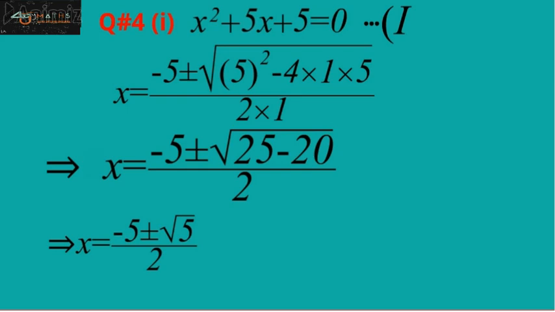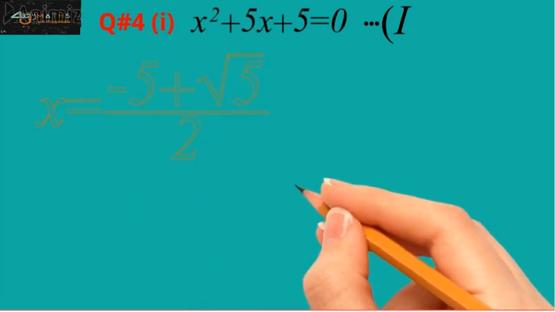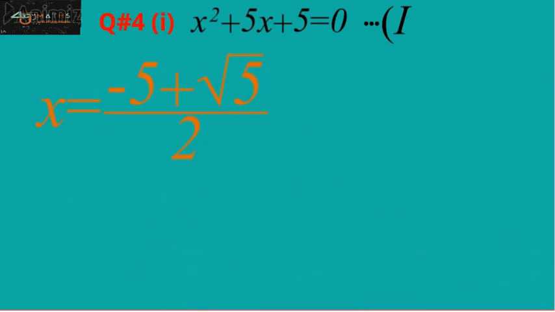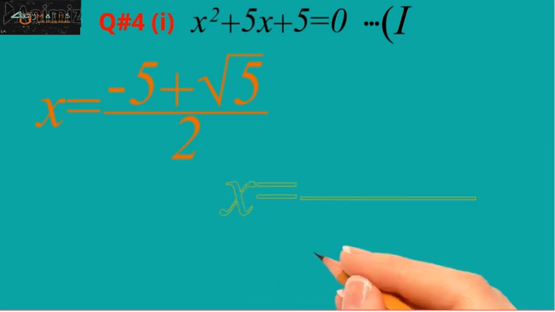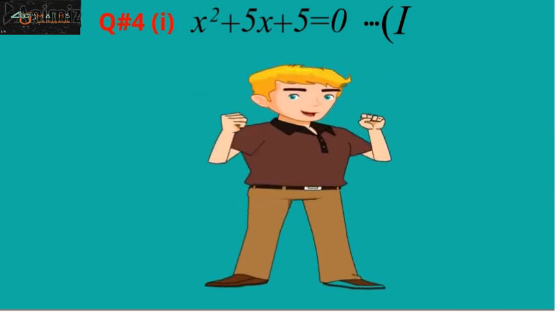So here we have proved that the roots are real, that is, x is equal to minus 5 plus under the radical sign 5 divided by 2, and x is equal to minus 5 minus under the radical sign 5 divided by 2, which are pure real numbers. Hence, the result is obtained.